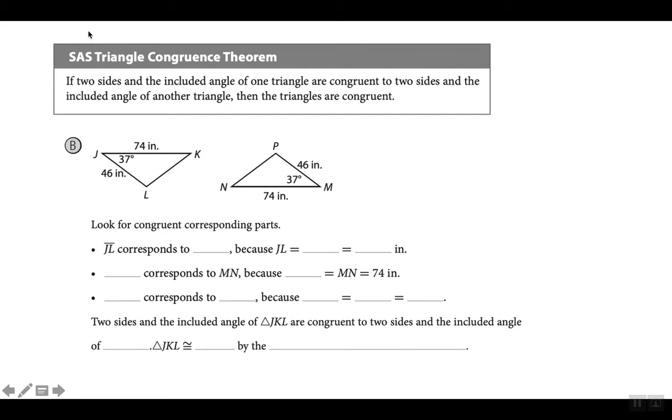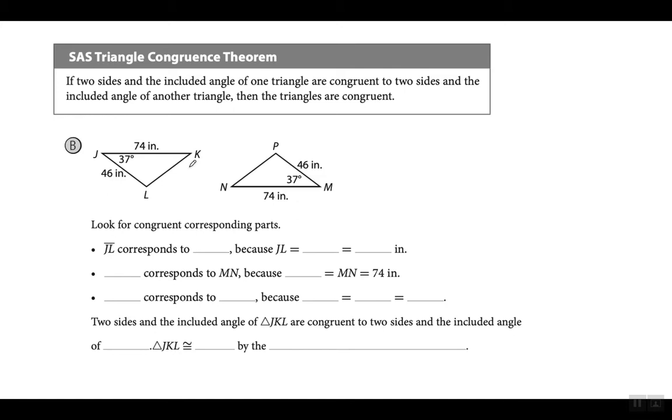All right, so as it says here, if two sides and the included angle of one triangle are congruent to two sides and the included angle of another triangle, then the triangles are congruent. In plain English, for these two triangles to be congruent means that all the corresponding sides are equal, and all the corresponding angles are equal.